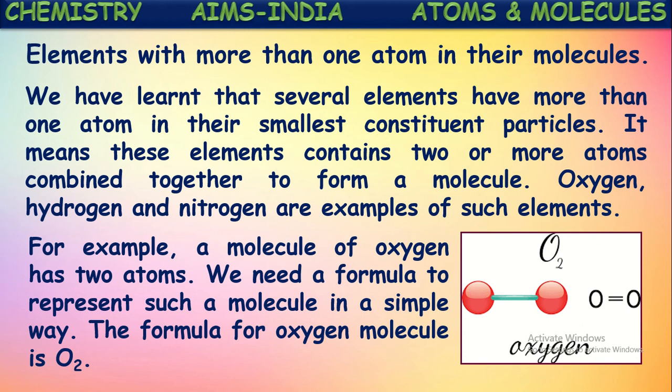We need a formula to represent this now, because if there are single atoms, then we can simply say O, that represents the oxygen element. But now we are coming to know that oxygen won't exist in the individual atomic form. Two atoms of oxygen combine and form molecules. So oxygen element exists in the form of oxygen molecules. Then it is to be represented with a formula. We need a formula to represent such a molecule in a simple way. The formula for the oxygen molecule is O2. Because there are two oxygen atoms in one molecule, the molecular formula for oxygen will be O2.